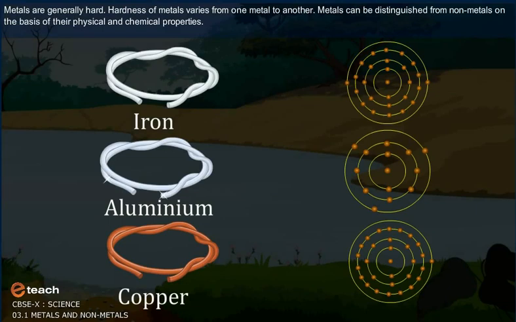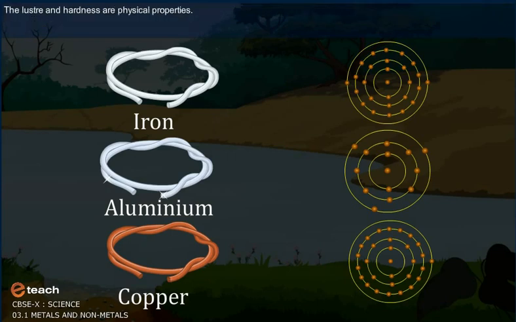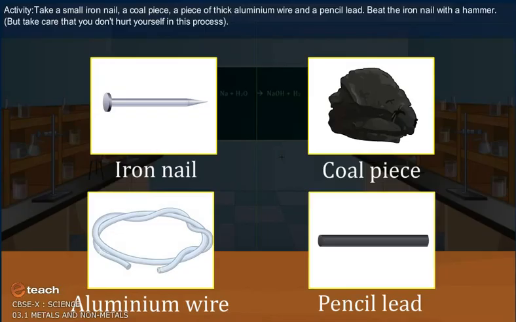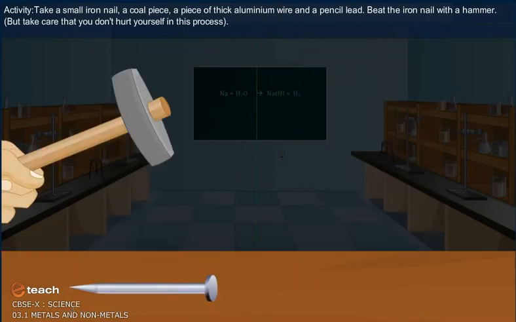Metals can be distinguished from non-metals on the basis of their physical and chemical properties. The luster and hardness are physical properties. Physical properties of metals and non-metals. Activity. Take a small iron nail, a coal piece, a piece of thick aluminium wire, and a pencil lead.